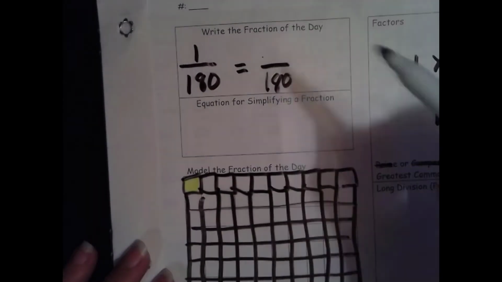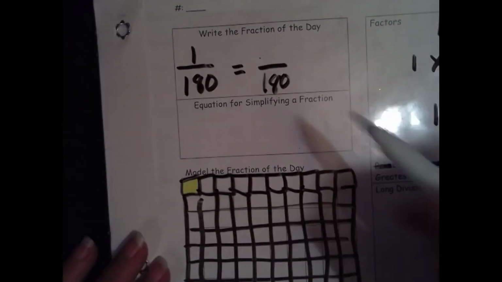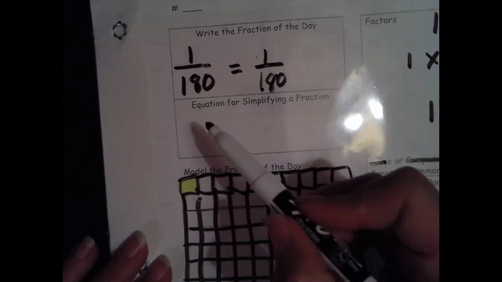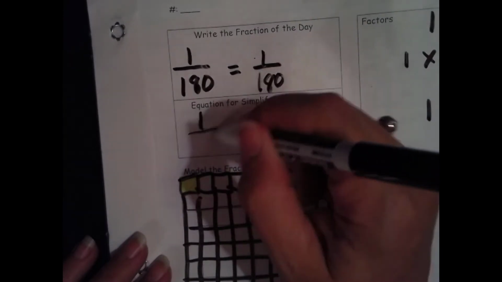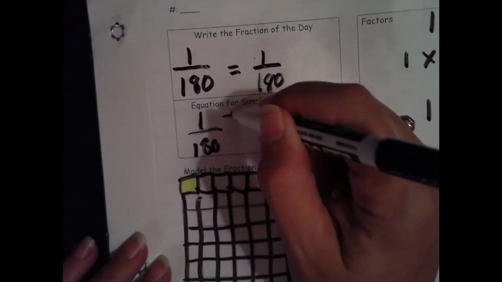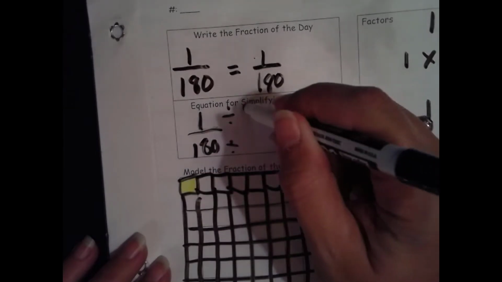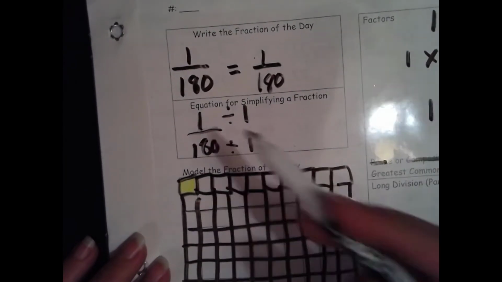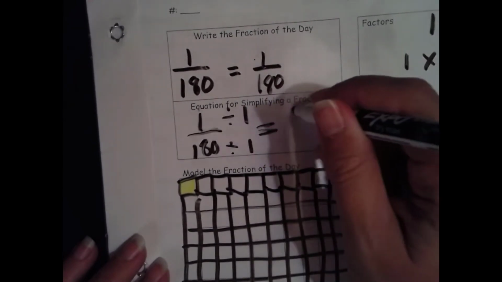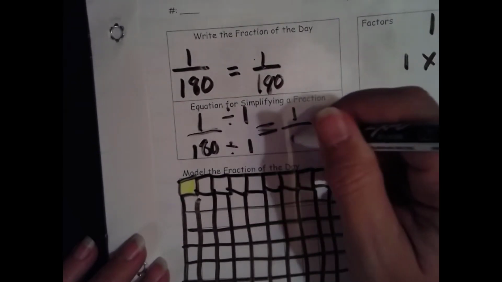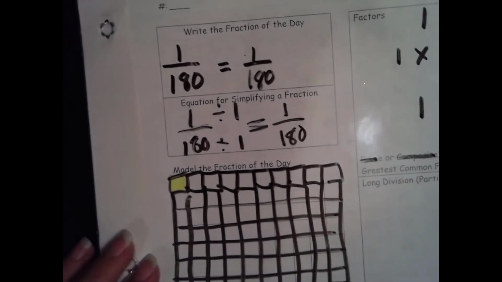And how many groups of 1 are shaded in? 1. So now if we look at the equation, we have our beginning fraction, which we divided into groups of 1, both the shaded part and the entire thing. 1 divided by 1 is 1. 180 divided by 1 is 180.